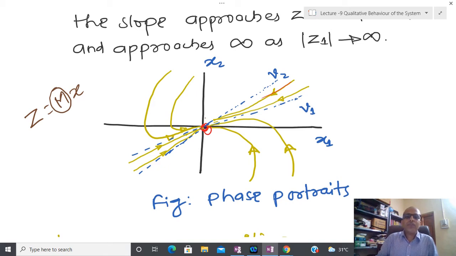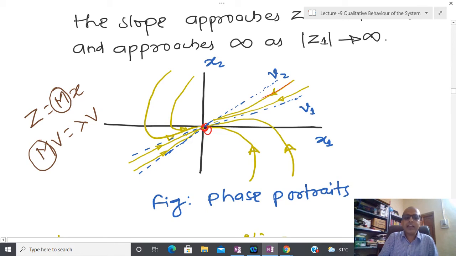And what we found about eigenvalue in the previous class is that if v is an eigenvector, then it is possible to show that Mv equals lambda times v. So one important property is that if in some space I have a vector v and multiply it with a matrix, the vector remains the same, just scaled by lambda.